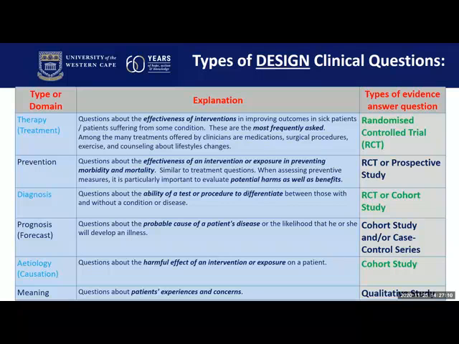Let's just focus a little bit on the different designs for the different types of questions. For example, when you're going to do a study on therapy, for a therapy question, you would most probably get answers by looking at randomized controlled trials. In a prevention question, again, of course, randomized trials, but also prospective studies. If you're looking at an etiology question, you might have to look at cohort studies that will give you the best answer. And for meaning, the type of study related to meaning, you will have to look at qualitative research.